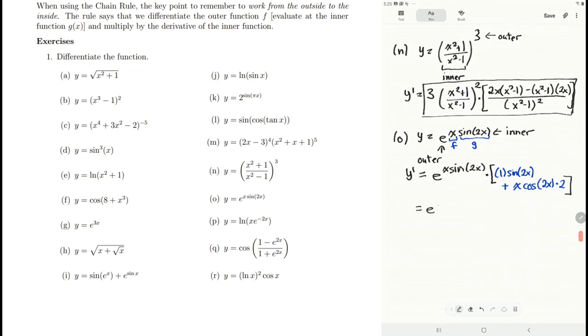And so the derivative is e to the x times the sine of 2x plus 2x cos of 2x.